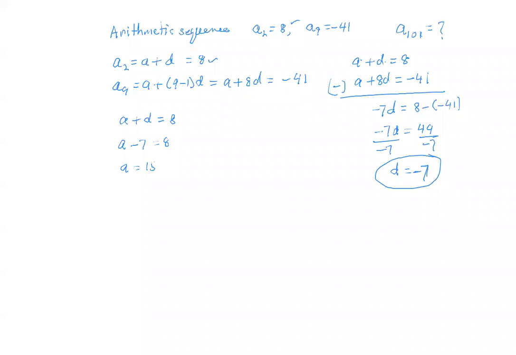So you found A. Now, how do you find A sub 101? Then easy. A sub 101 is going to be A plus 101 minus 1 times D. And you have all of these. A is 15, right? A is 15 plus 101 minus 1, which is 100, times D, which is negative 7. That is going to be 15 minus 700, which is negative 685. There you go. Pretty easy, pretty straightforward.